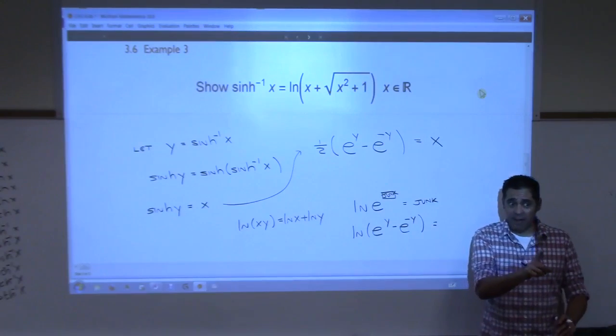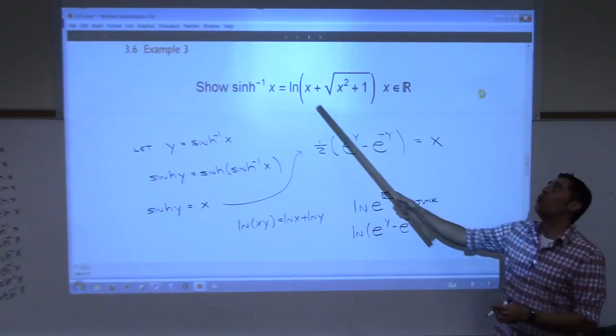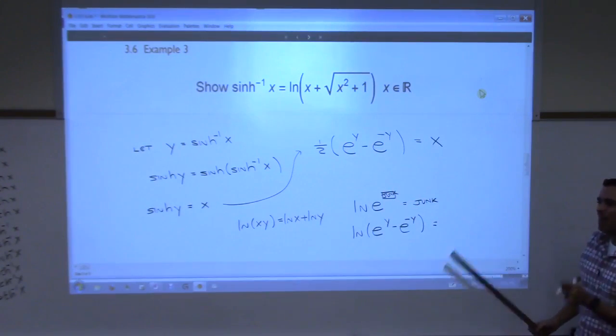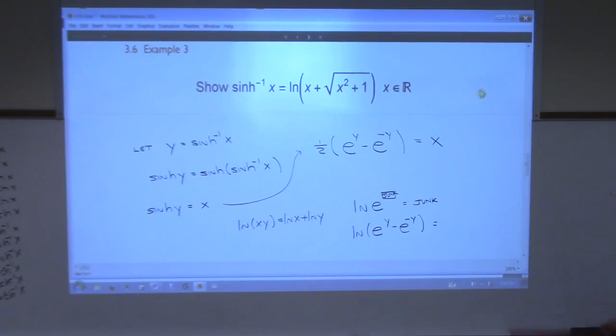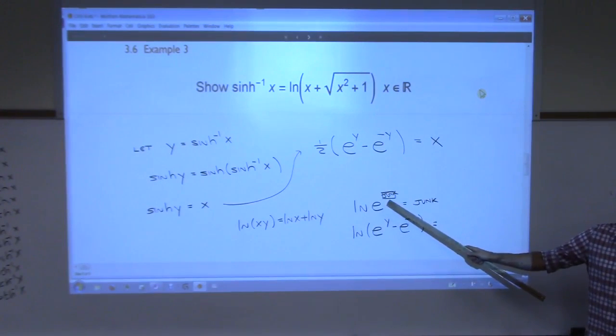So you're on the right track. We will need a log. We know we're going to need a log. It's just not yet. I need a single expression in e before I can bring a log in.